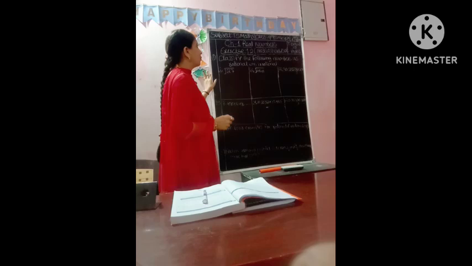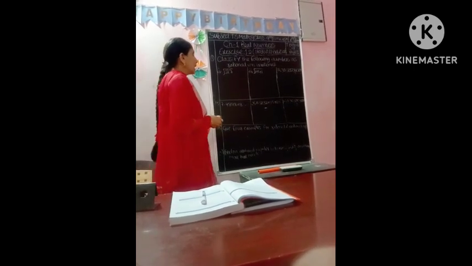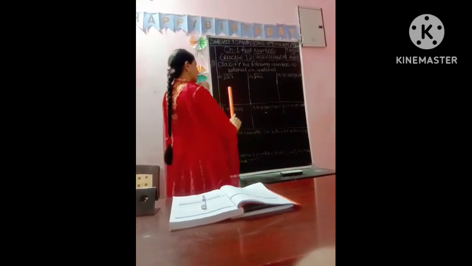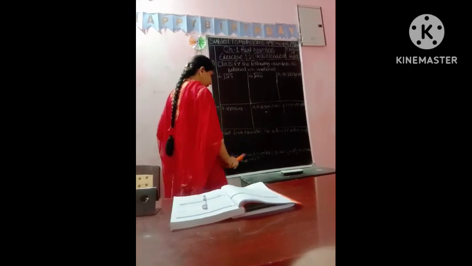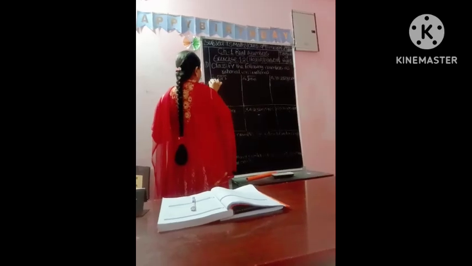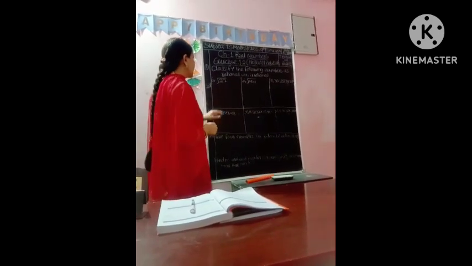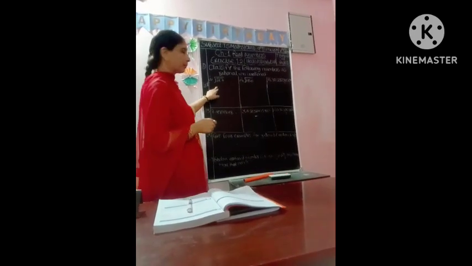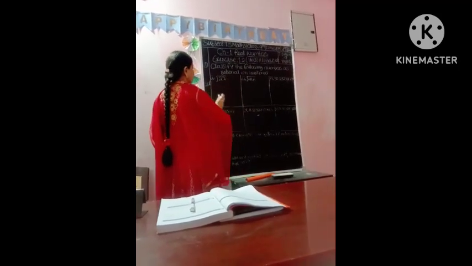Exercise 1.2, problems 1, 2, 3, all problems and solutions. Classify the following numbers as rational or irrational. There are six of them. First is root 27. Is the given number rational or irrational? Do you know the difference between rational and irrational?